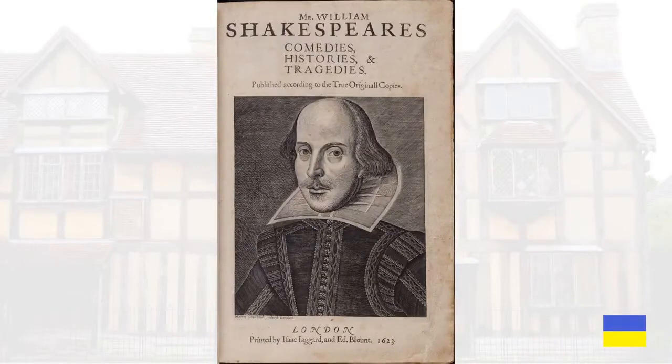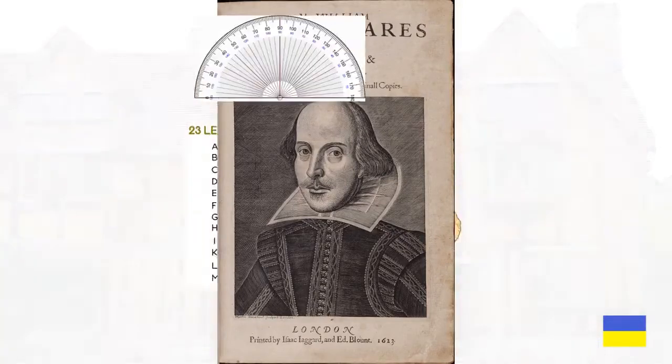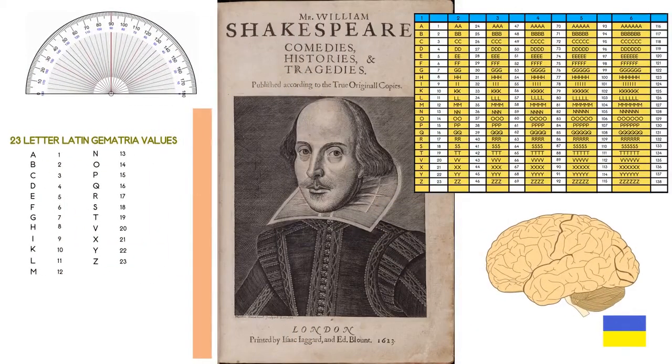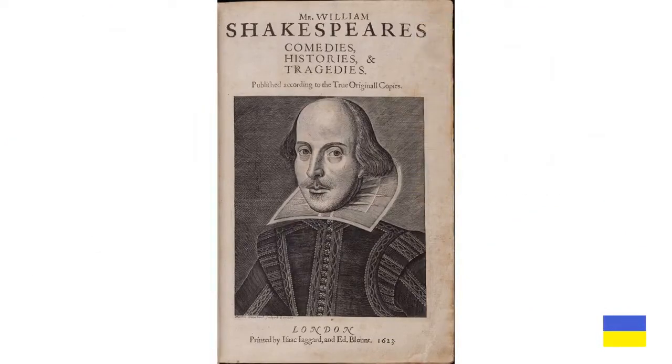In order to discover any geometry on the title page, we have to use the following tools: a protractor, the 23-letter Latin alphabet gematria values, a straight edge, the Latin alphabet repeated count, and our brains. So let's begin.